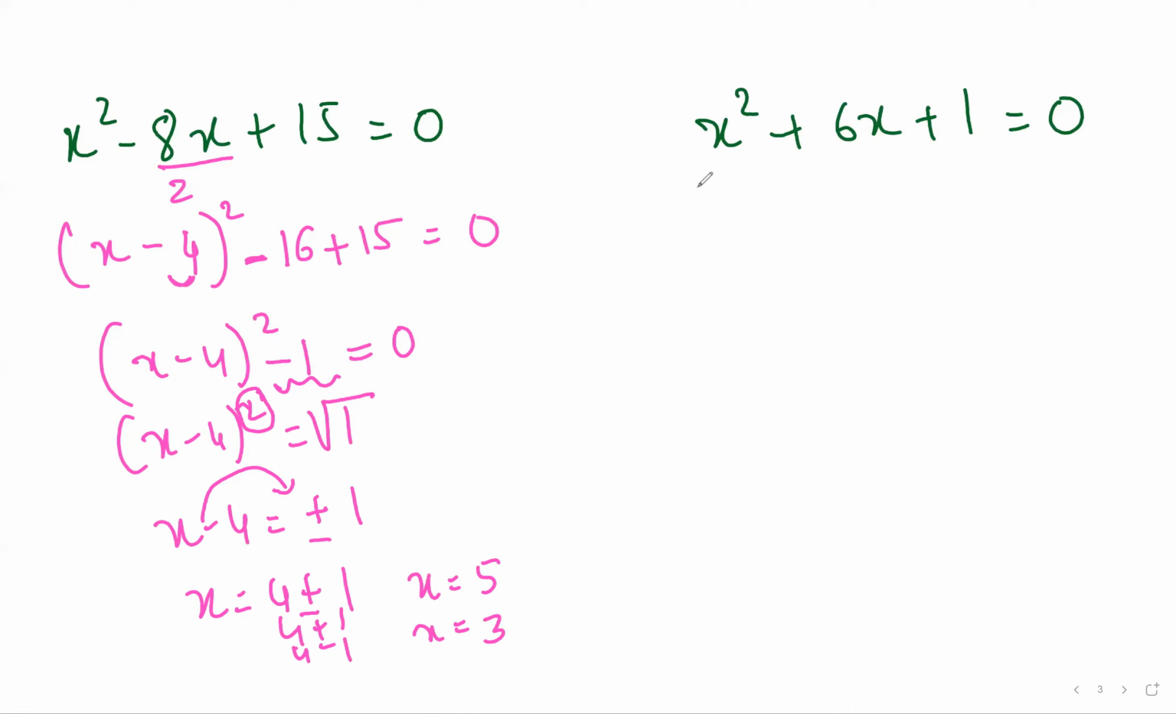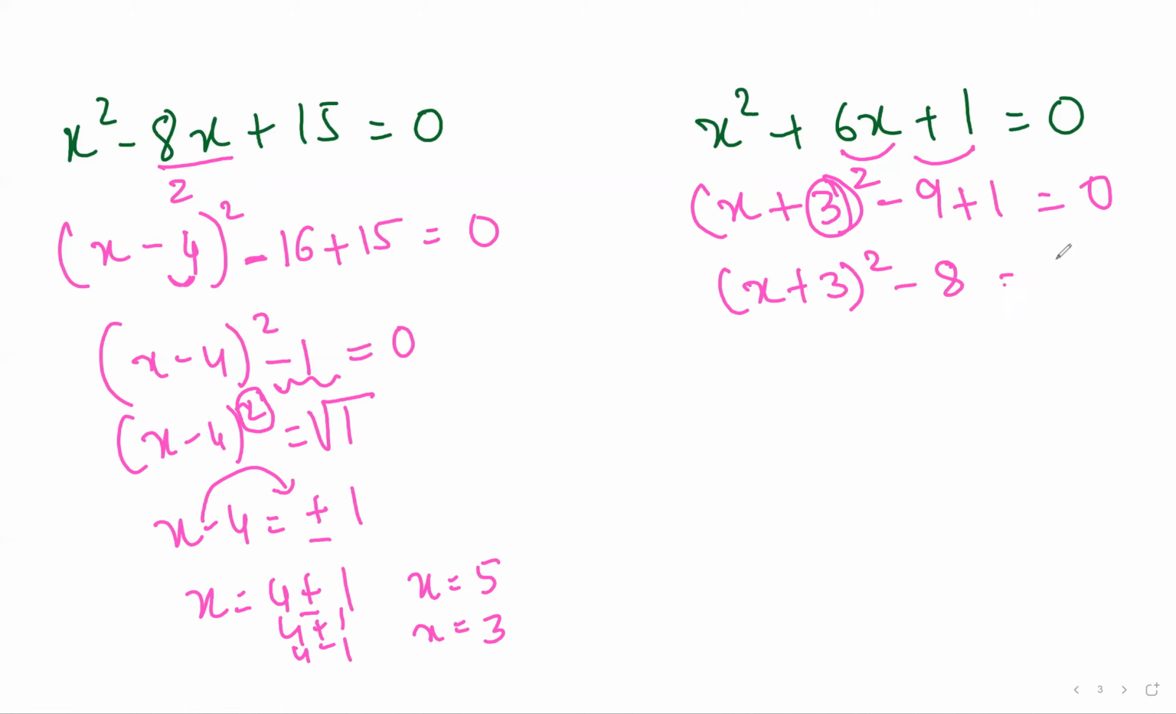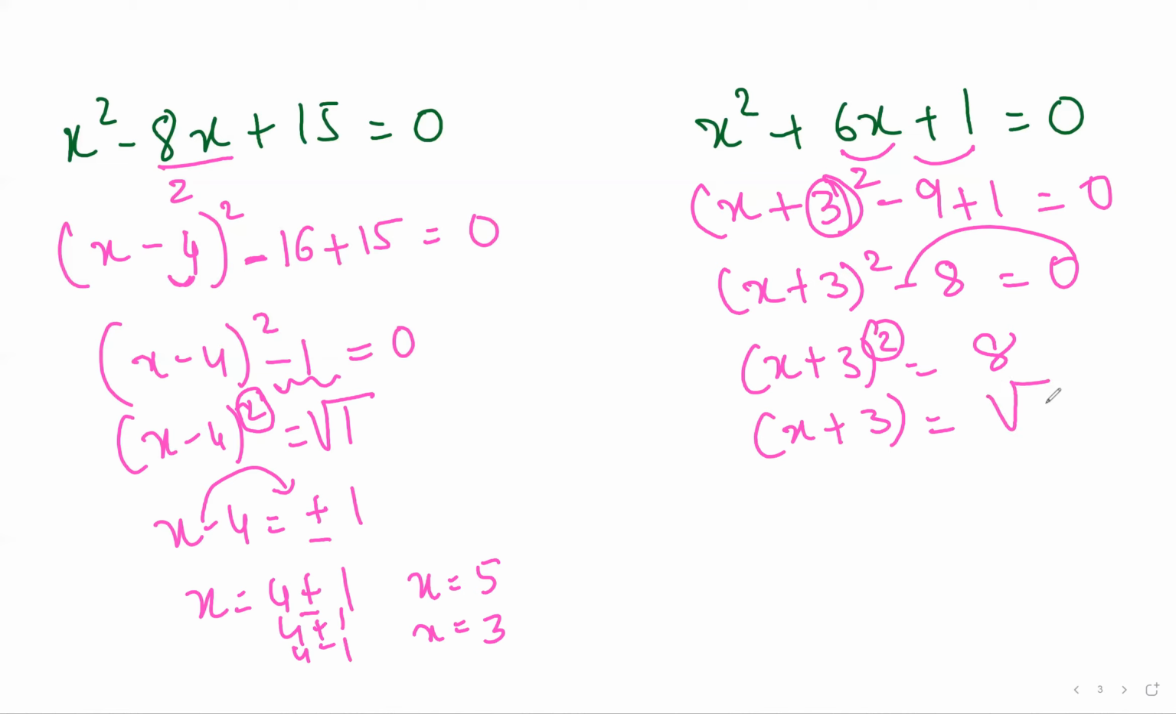Similar thing out here. Same rule we will apply. Half of 6, which is 3, minus 3 square is 9, then plus 1 is equal to 0. Do not forget to write this square. So x plus 3 the whole square minus 8 is equal to 0. So what is x? x plus 3 the whole square. Take negative 8 on the other side, so it becomes positive 8. Square, when it goes on the other side, becomes a root. So it is root of 8, but plus minus root of 8, right?